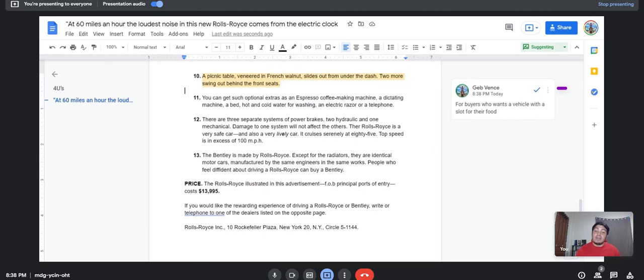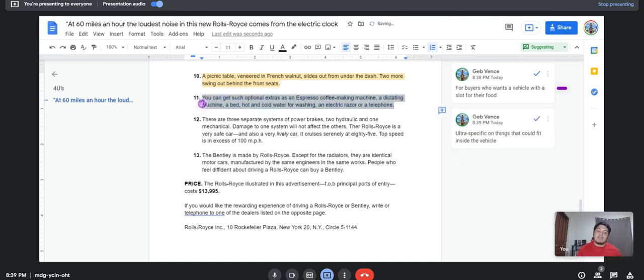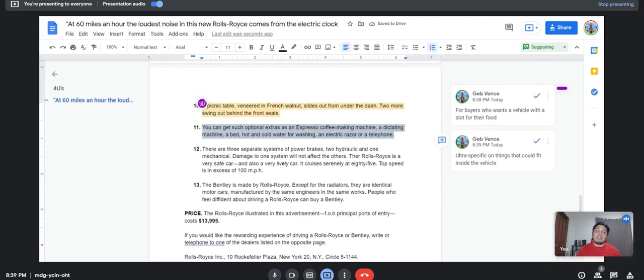Then number 11, you can get such optional extras as an espresso coffee making machine, a dictating machine, a bed, hot and cold water for washing, an electric razor, or a telephone. Yeah. So that means this could fit ultra specific things inside the vehicle. Yeah. So really stating that this car has the ability for you to enjoy while you have that luxury of a car. Okay.